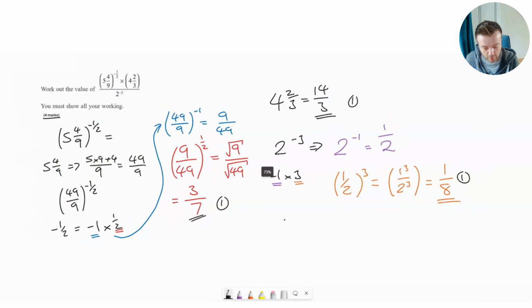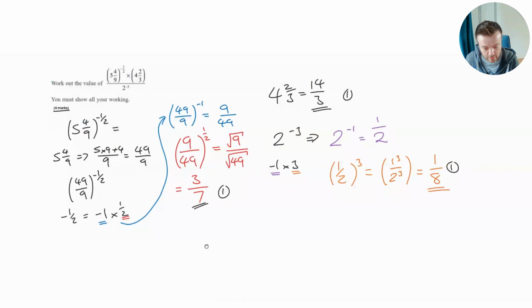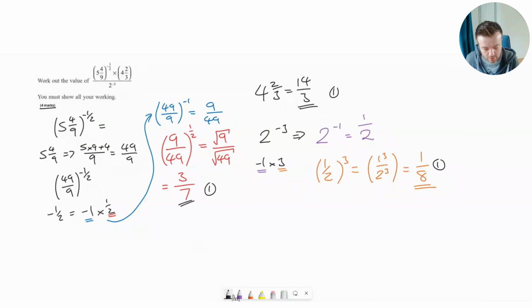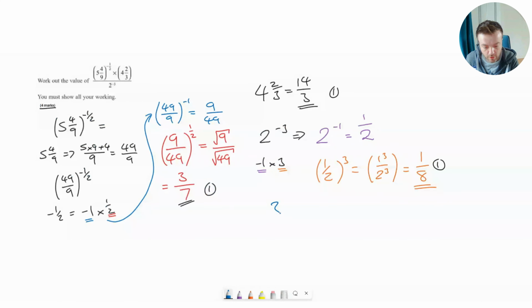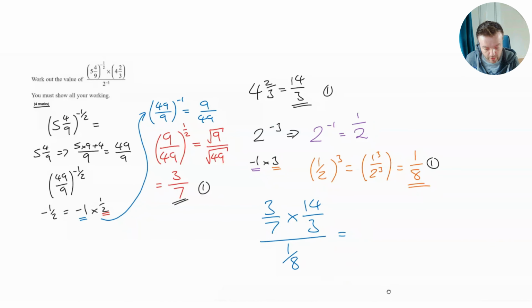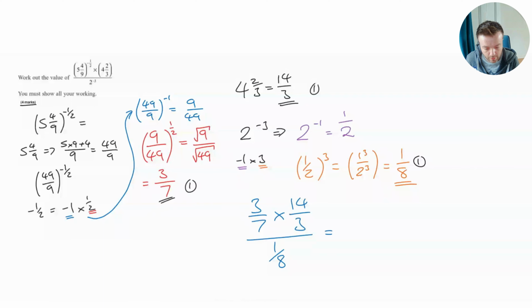So let's rewrite that whole question. Let's do it in blue maybe. Here we've got 3 over 7 times by 14 over 3, all divided by 1 over 8. Looks horrible, right? What we've got to remember is that we do the top bit first, and then we come back to this 1 over 8, which might be throwing some people out.